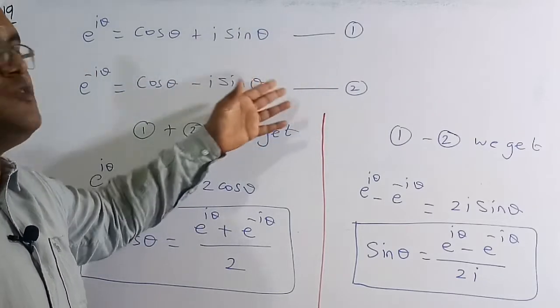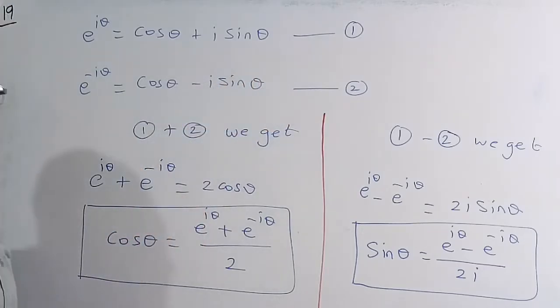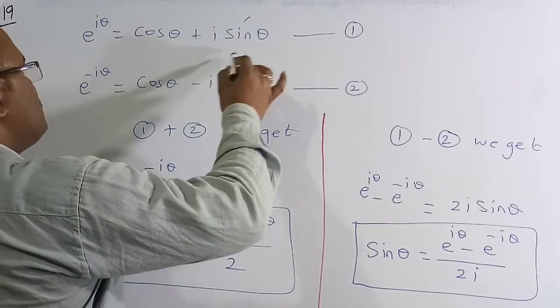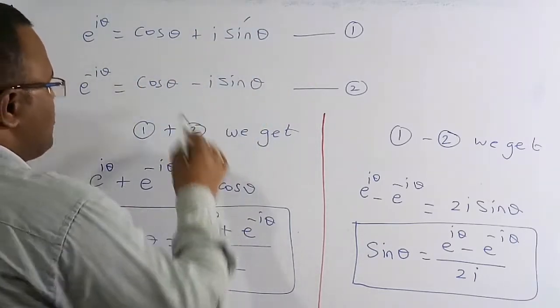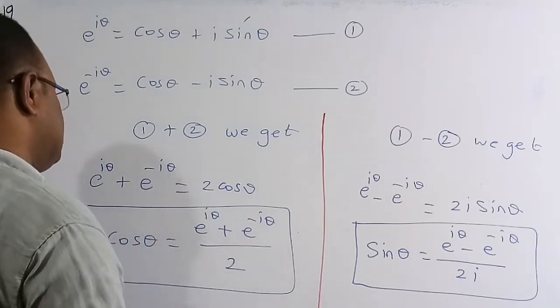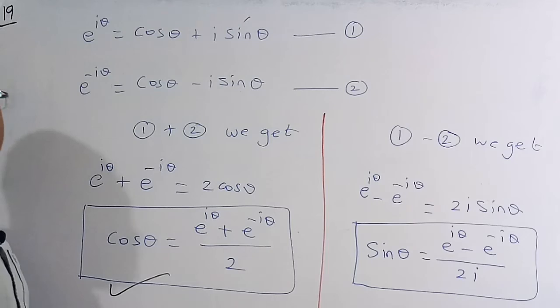So I am going to add these two equations. If you add equation 1 and equation 2, we get e to the power of i theta plus e to the power of minus i theta is equal to, these two terms are going to get cancelled, so we get 2 cos theta. So cos theta is equal to (e to the power of i theta plus e to the power of minus i theta) by 2. So this is the correct solution of this question.